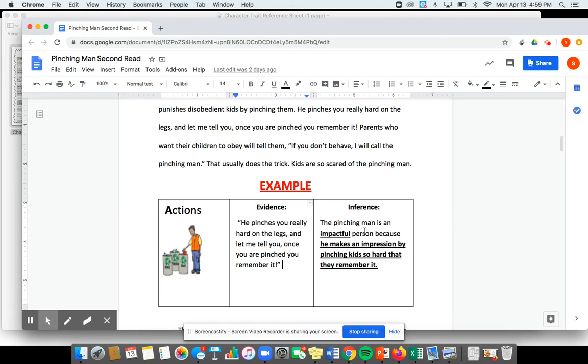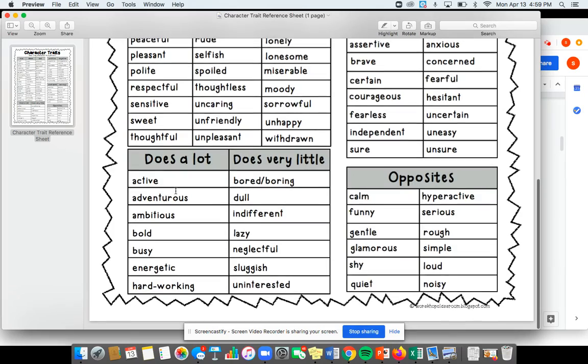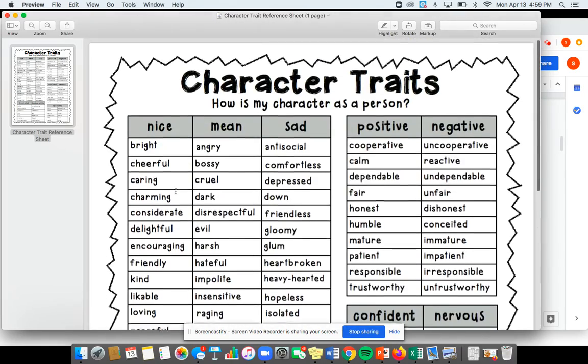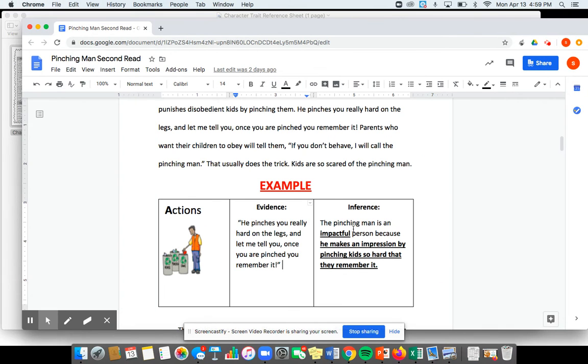Now I am going to make an inference. So when you're doing this, you could go to your reference sheet right here, all right? Or you could come up with a word on your own. You don't have to use the words here. But the word I came up with to describe the Pinching Man was impactful. So this is what I said: The Pinching Man is an impactful person because he makes an impression by pinching kids so hard that they remember it. So I looked at the evidence, and then I thought, what does this tell me about the Pinching Man? What can I learn about the Pinching Man based on this?